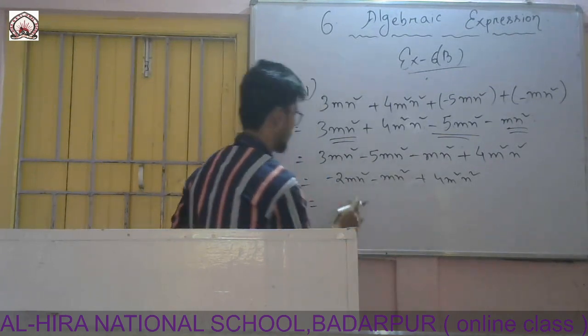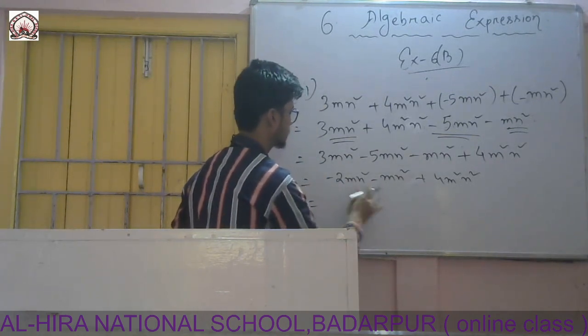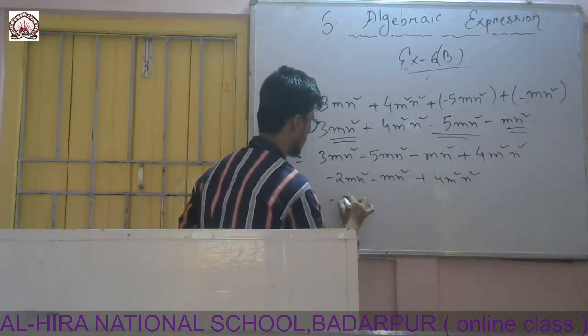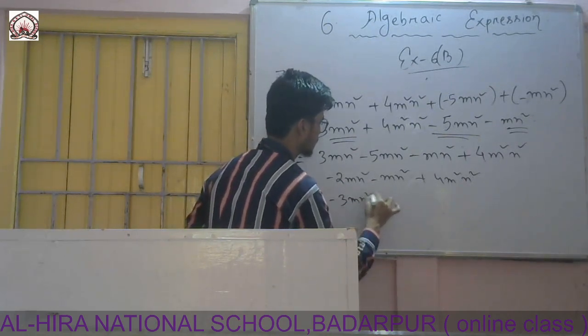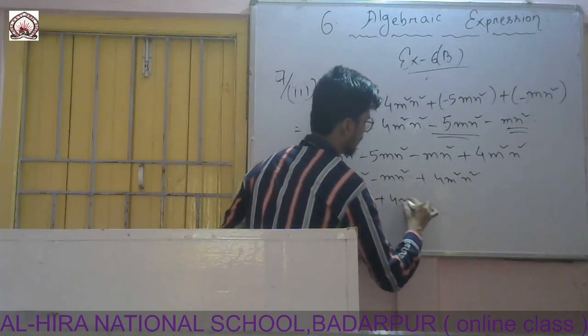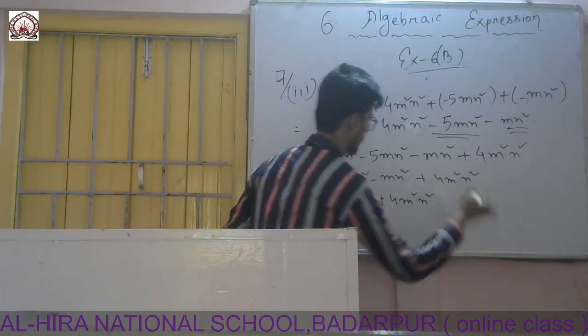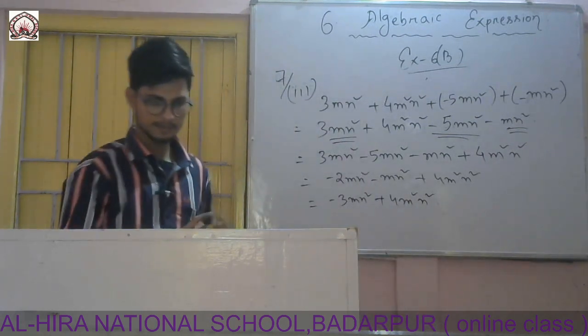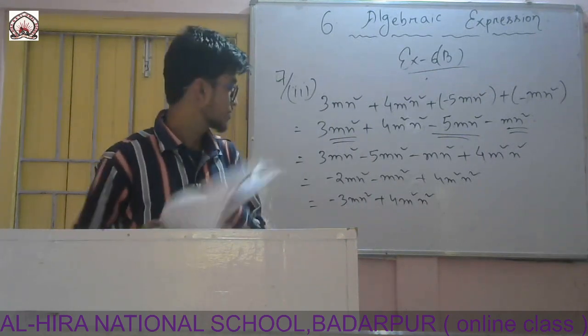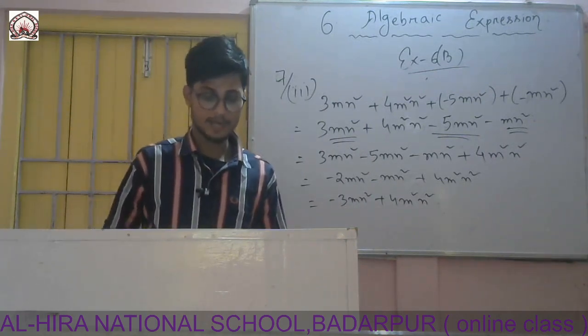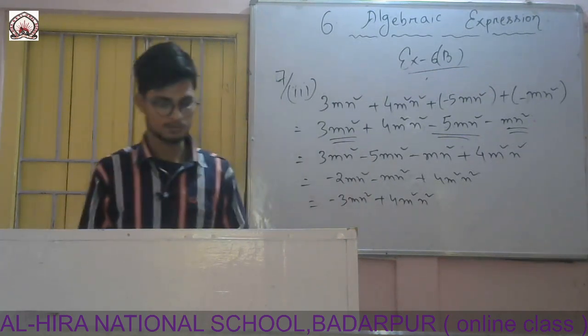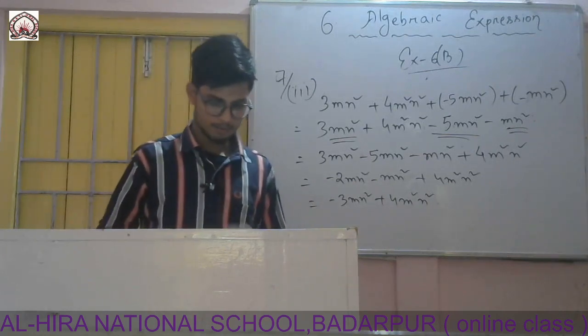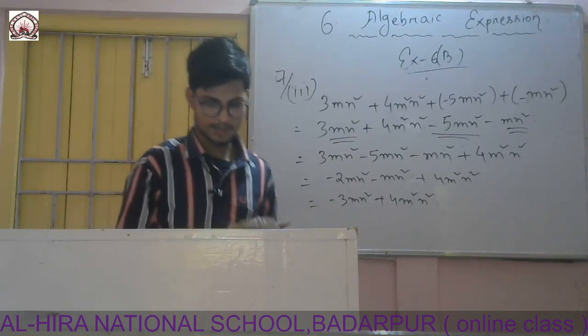Then again I will do this part, minus is plus, 2 plus 1 is 3, minus 3mn square plus 4m square n square. So this is the answer of this one, minus 3mn square plus 4m square n square. Now Roman 4, you try the same way as Roman number 2.